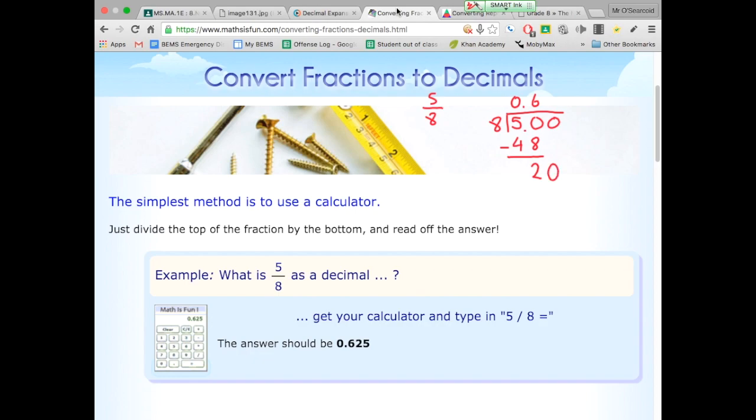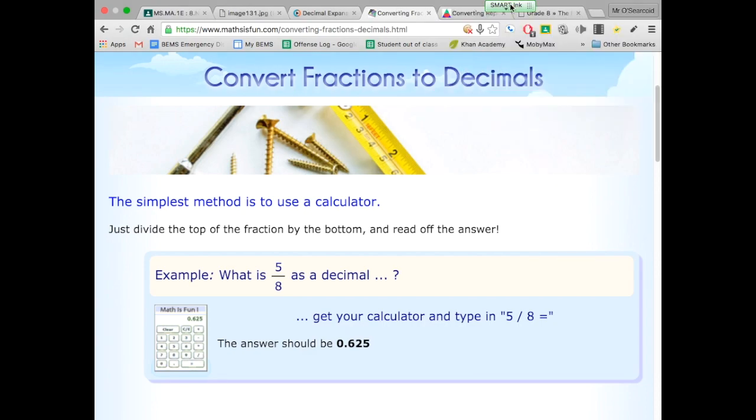8 goes into 20 twice. 8 times 2 is 16. 20 minus 16 is 4, giving us a remainder of 4. We carry down the next 0. 8 goes into 40 5 times. 8 times 5 is 40, leaving us no remainder. Long division is your best bet to converting fractions to decimals.